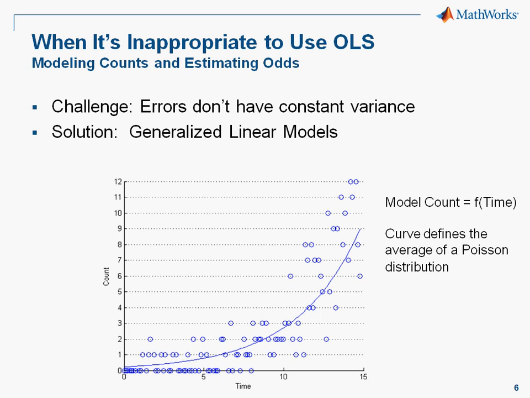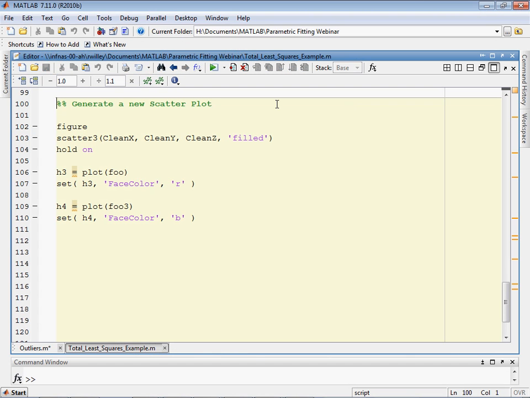So our goal is to generate a curve that describes the count as a function of time. At any point in time, the curve describes the average of a Poisson process. We're going to solve this problem using a technique known as Poisson regression. And Poisson regression is a special case of a technique known as generalized linear models. Logistic regression, which is used to model observations that are drawn from a binomial distribution and is typically used to estimate odds ratios, is another special case of generalized linear models.